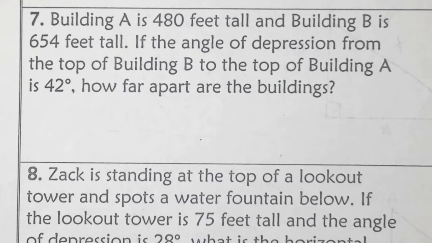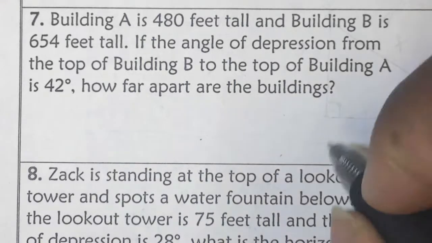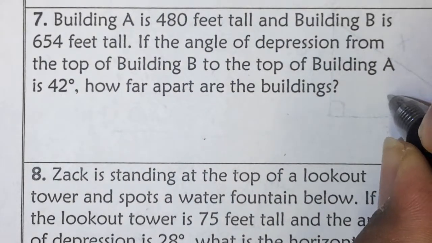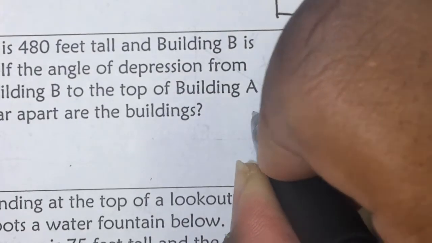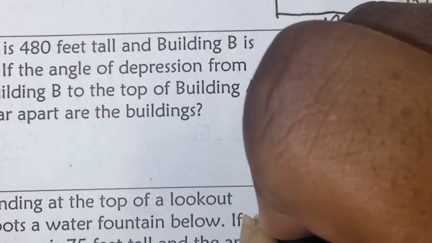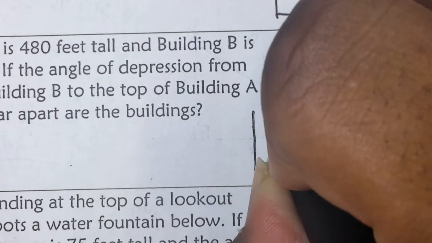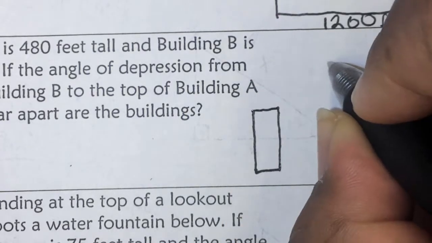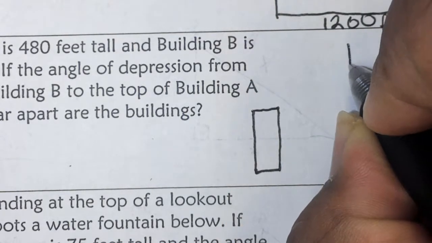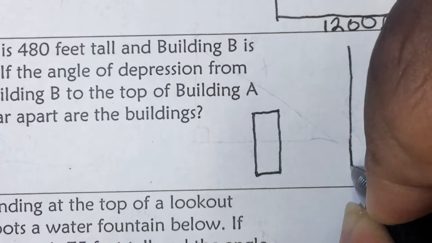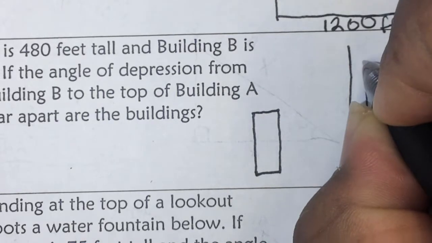Roberto, you feel like reading? No. Okay, I'll read. Go ahead. Building A is 480 feet tall and building B is 654 feet. The angle of depression from the top of building B to the top of building A is 17 degrees. How far apart are the buildings?